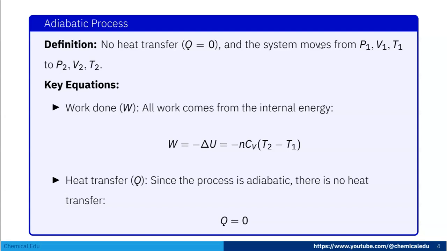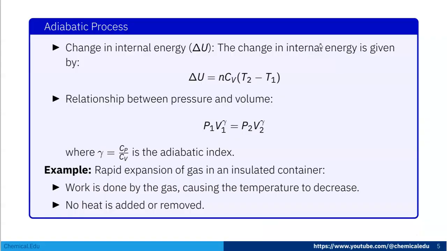So heat transfer, since the process is adiabatic, there is no heat transfer, Q is equal to 0. So the change in internal energy is given by del U is equal to NCV (T2 minus T1). And the relationship between pressure and volume: P1 V1 to the power gamma is equal to P2 V2 to the power gamma. So here gamma is nothing but Cp by Cv, that is the adiabatic index.